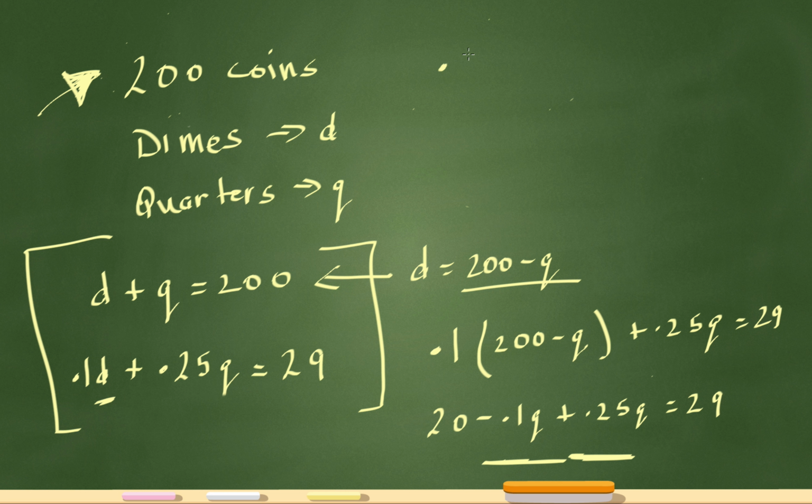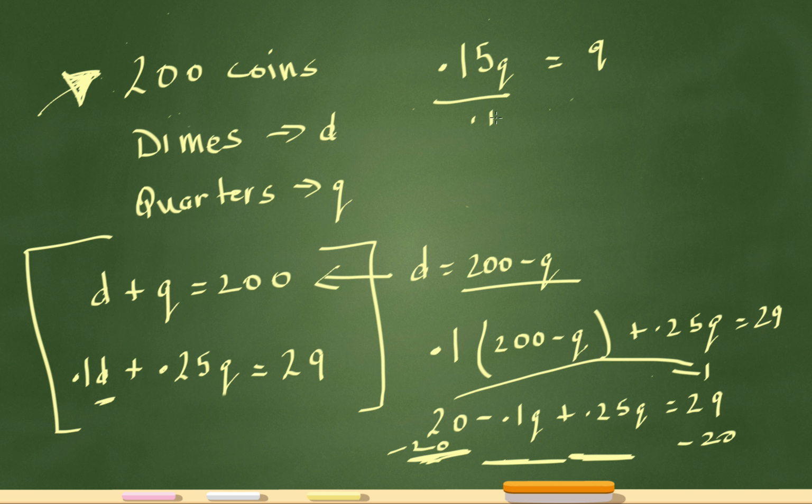I'm combining these two terms right now, so that'll give me 0.15Q. And see that 20 right there? I'm going to bring the 20 over here, so that's subtracting the 20 from both sides. So that's 0.15Q equals 9.